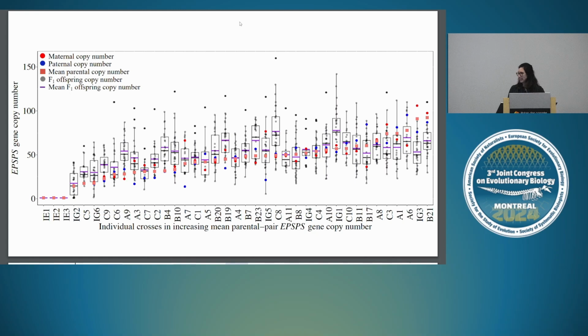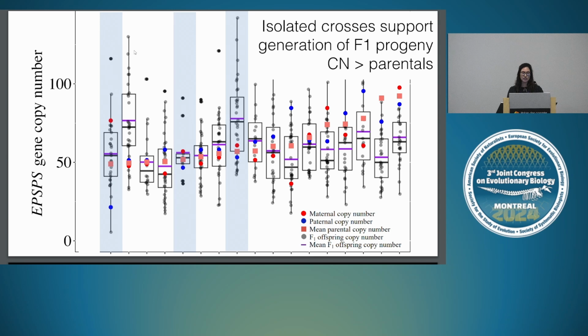Also, if we zoom out again to the big monster data set, I'm not going to have you look at this for more than a second, but I am just going to zoom in on a few of these isolated crosses, the ones with shading here, where you can really see that there are F1 progeny, so the parentals are the red and the blue dots. And so you can see there are F1 progeny being formed that exhibit higher copy number than either of the parents did, in this case too.